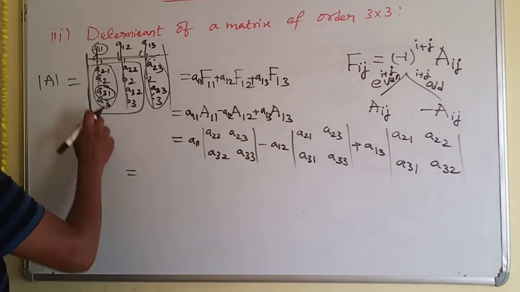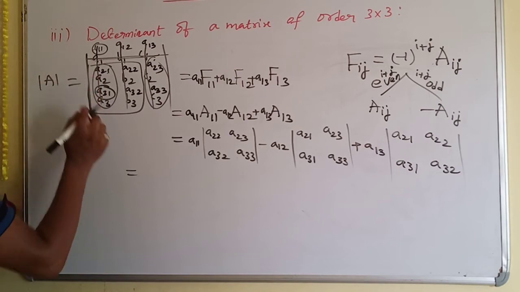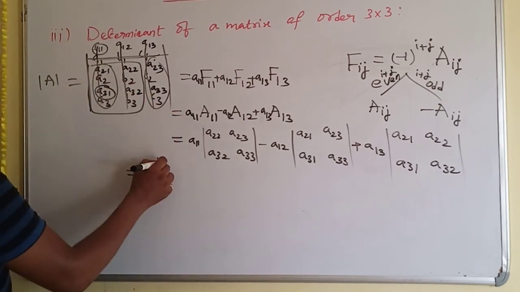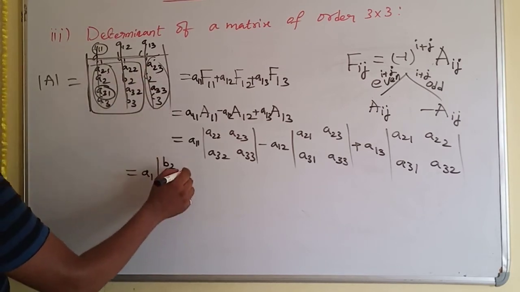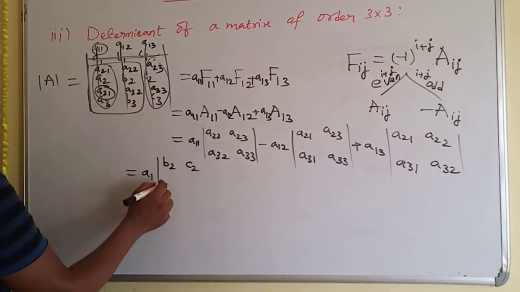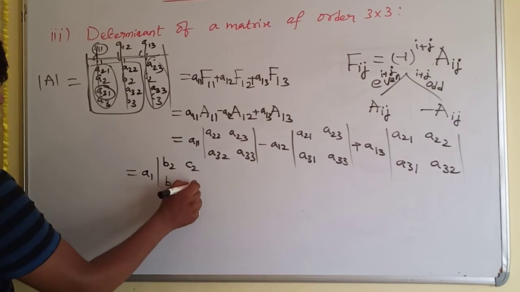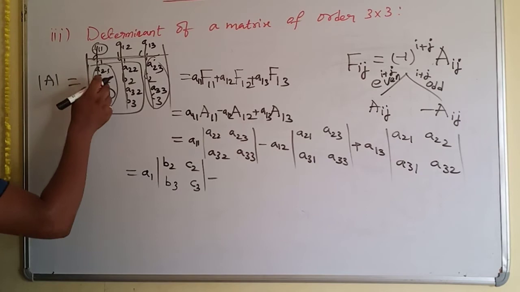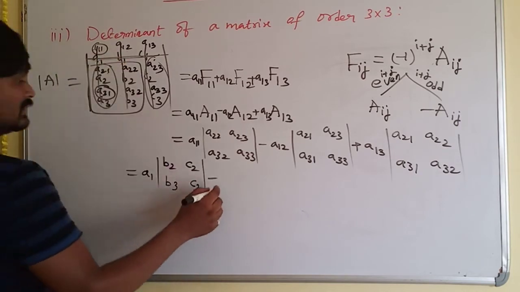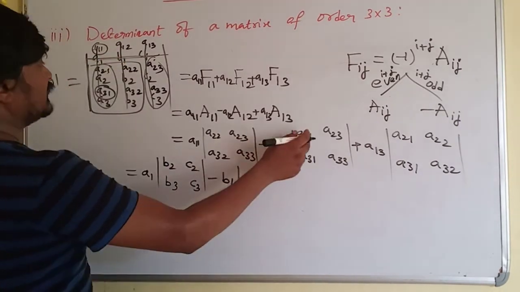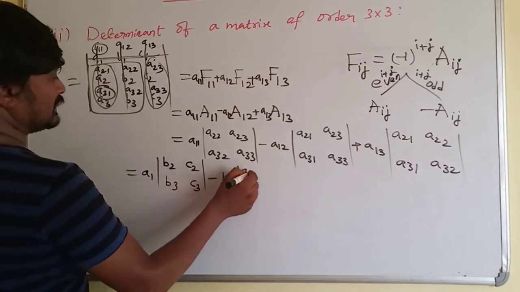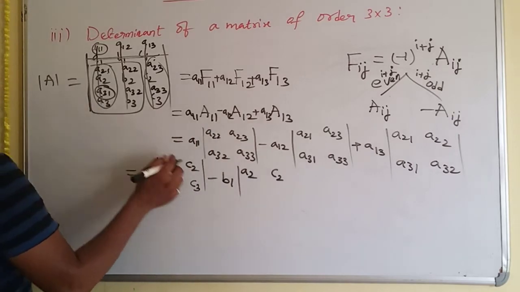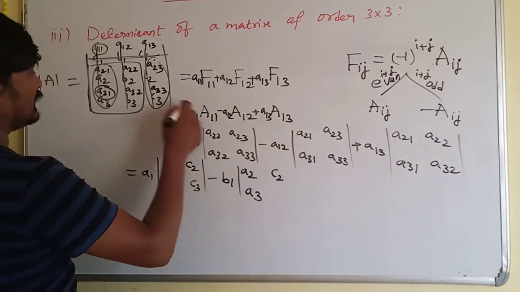Now what is A11 here? A11 I thought of as A1. So write A1. A22 is nothing but B2. A23 is nothing but C2. A32 is nothing but B3. A33 is nothing but C3. Minus A12. A12 is nothing but B1. Minus A21. A21 is nothing but A2. A23 is nothing but C2. Then A31 is nothing but A3. A33 is nothing but C3.